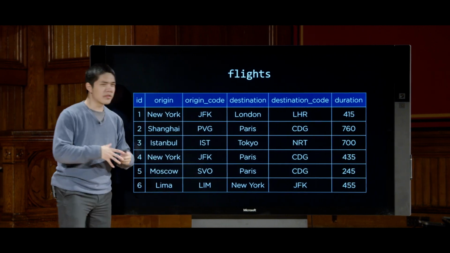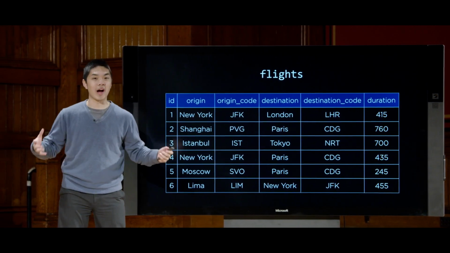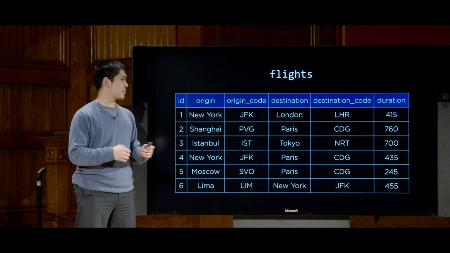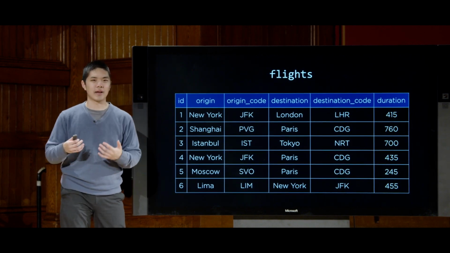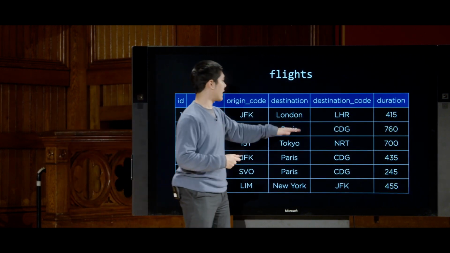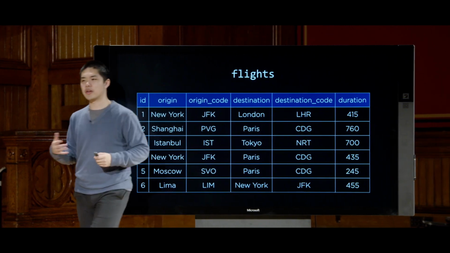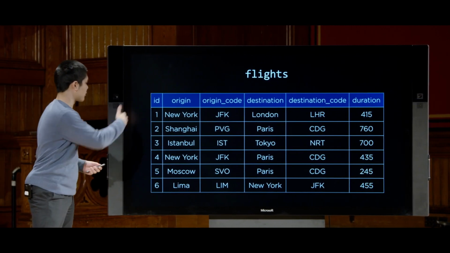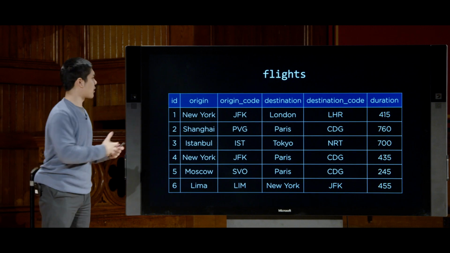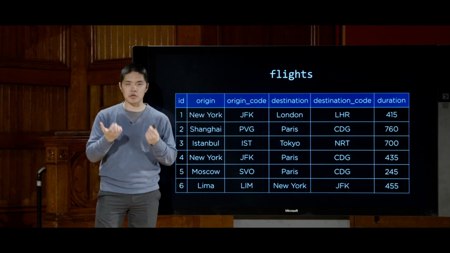But here now, the table is starting to get fairly wide. There are a lot of columns here. And in particular, there's some duplicate data that I've repeated. My mention of Paris is associated with this particular 3-letter code. And the same thing for New York and other airports as well. There's some messiness in the structure of this data.